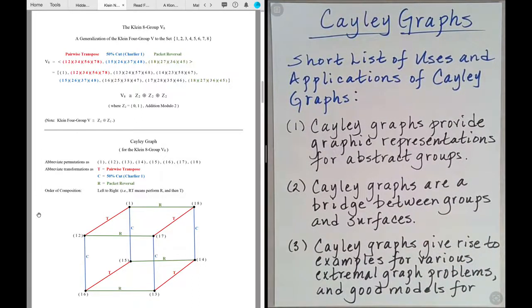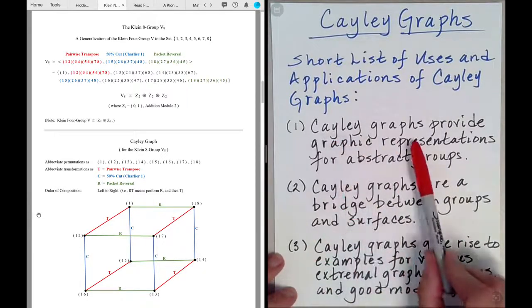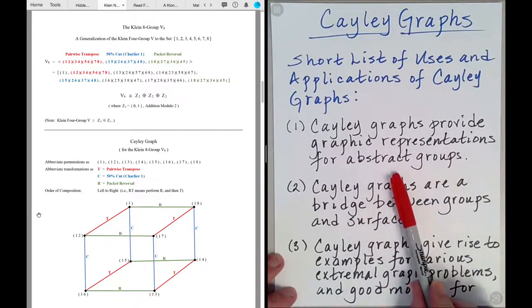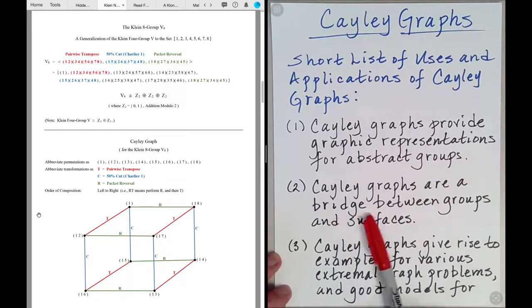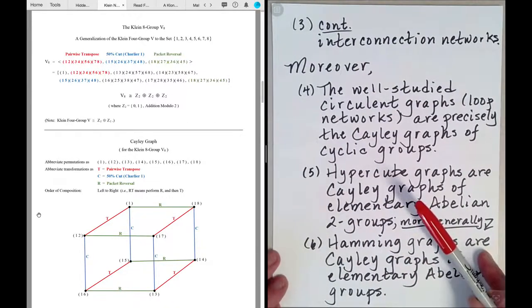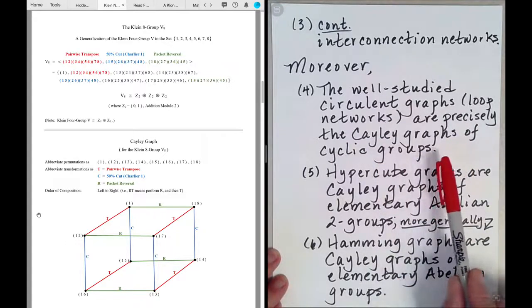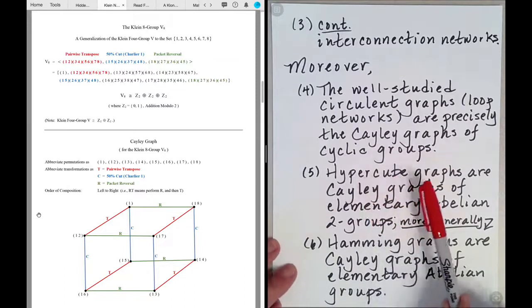We did not talk about the bottom half of this diagram. That has a Cayley graph. So here is a short list of uses and applications of Cayley graphs. Cayley graphs provide graphic representations for abstract groups. Cayley graphs are a bridge between groups and surfaces. Cayley graphs give rise to examples for various extremal graph problems and are good models for interconnection networks. The well-studied circulant graphs, loop networks, are precisely the Cayley graphs of the cyclic groups. Hypercube graphs are Cayley graphs of elementary Abelian 2 groups, or more generally, Hamming graphs are Cayley graphs of elementary Abelian groups.